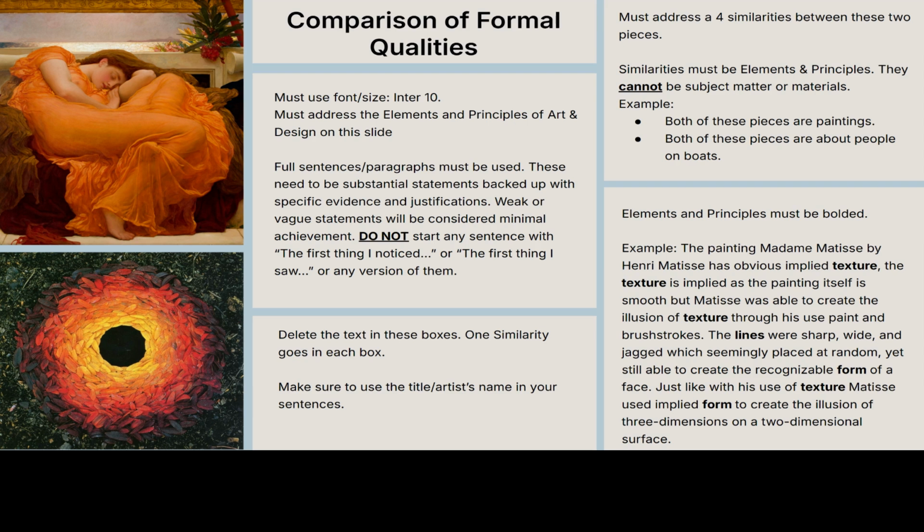You'll notice that there are 4 boxes here, 1 in each box. Okay? Make sure those elements and principles are bolded. Make sure that we are still using the title of the piece and the artist name in our sentences. That is required. Make sure that when we're writing these, you're not saying the first thing I noticed, the first thing I saw. Remember, we do not use personal pronouns, I, you, and we in formal analysis.